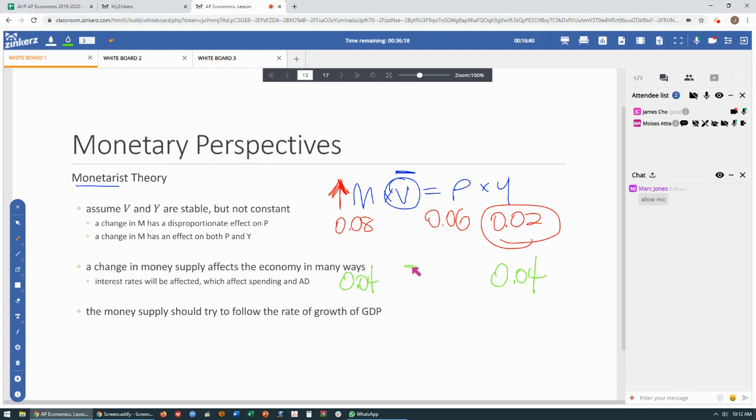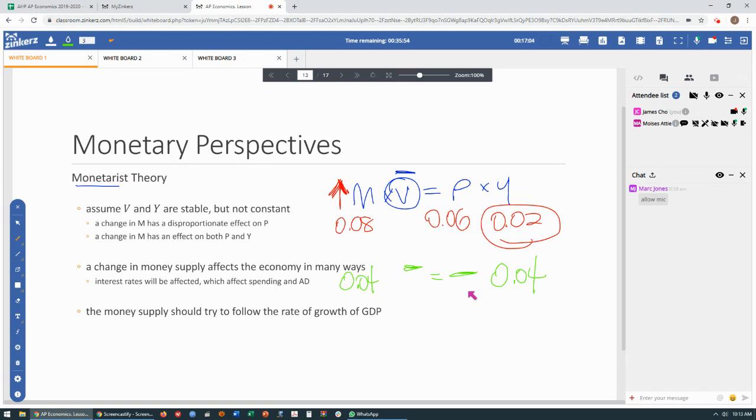Because if that happens, what happens to our price level? It stays the same. So these monetarists believe that the central bank should be using monetary policy not necessarily to control the economy, but to control the price level, just keeping prices under check to make sure there's not crazy inflation. And the real GDP, it's going to work itself out.